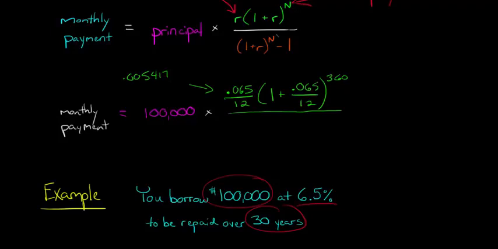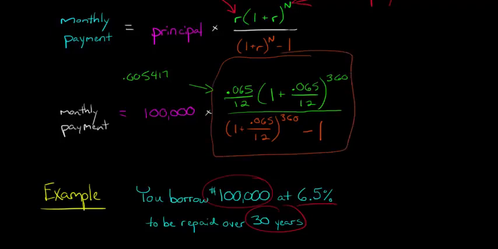Now in our denominator, the bottom part of our fraction, we're going to have 1 plus 0.065 divided by 12 to the 360th power. That's that n again. And then we subtract 1. You can put this into Excel, or if you have a graphing calculator, you'll be able to put it in. You just take the 100,000 and multiply it by this big fraction right here. That is going to yield a monthly payment of $632.